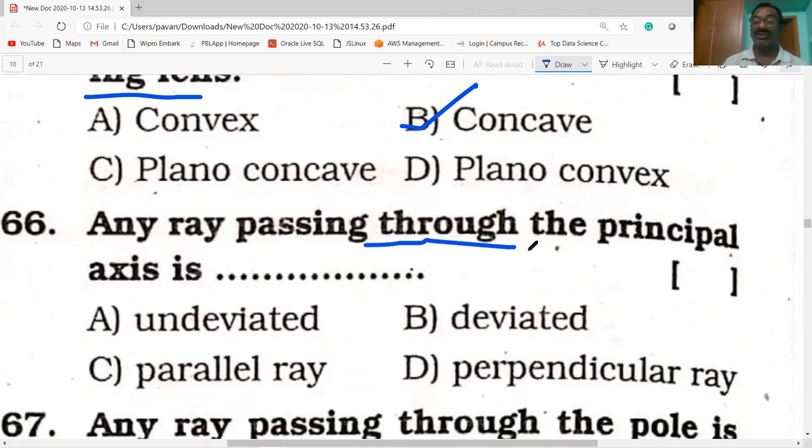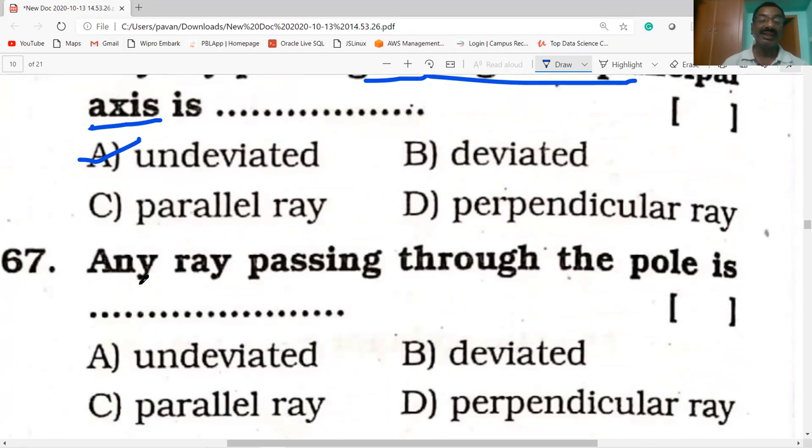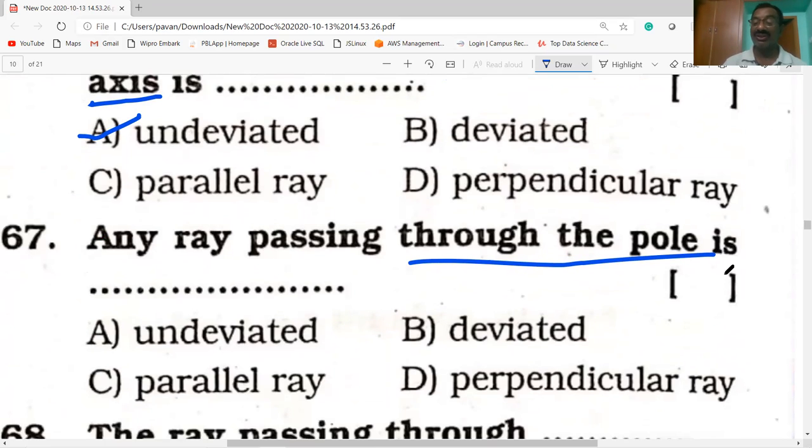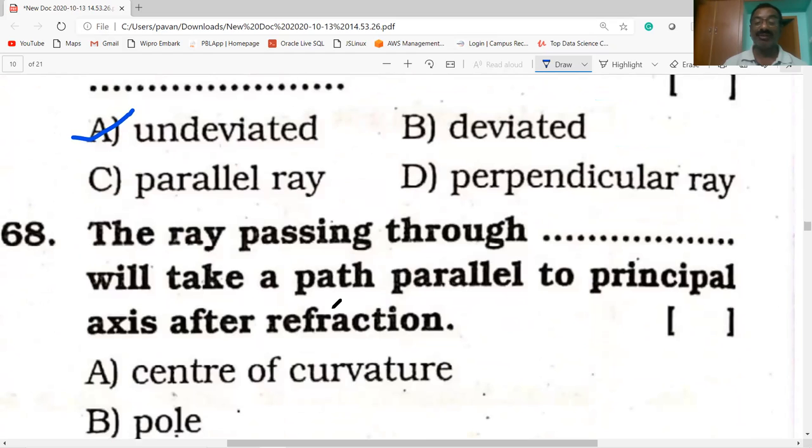Next, any ray passing through the principal axis. Any ray passing through the principal axis, emotunduma. Remains undeviated along the principal axis. Undeviated. Next, any ray passing through the pole. Passing through the pole. Pole, all optic center. Pole gani, optic center gunda ville ray emotundi. It is also undeviated. It goes straight, undeviated.